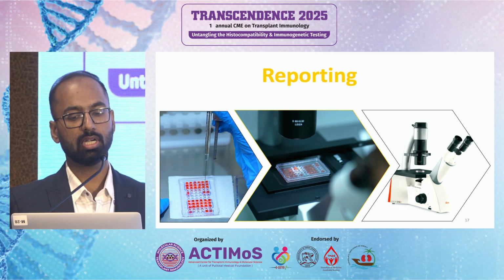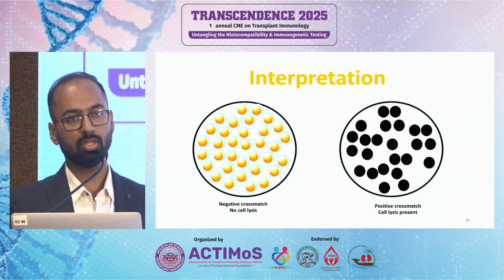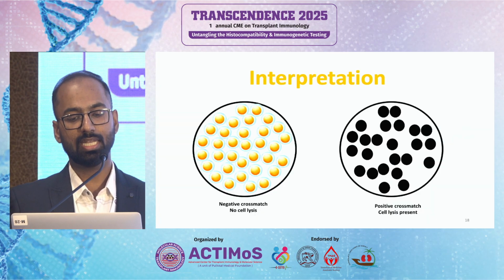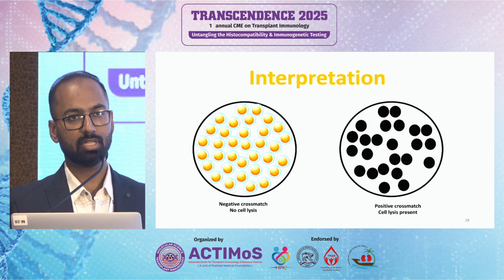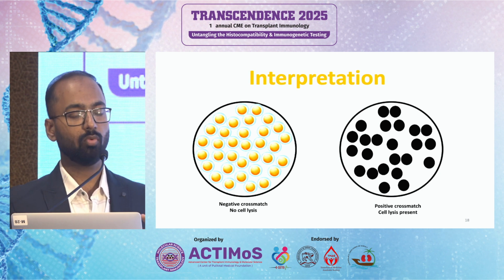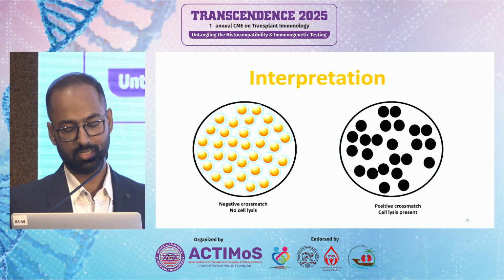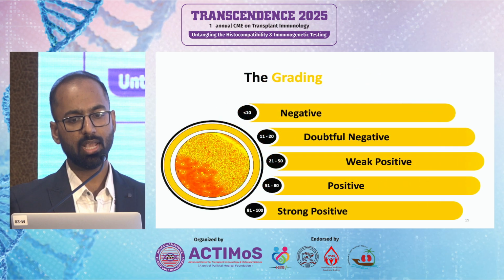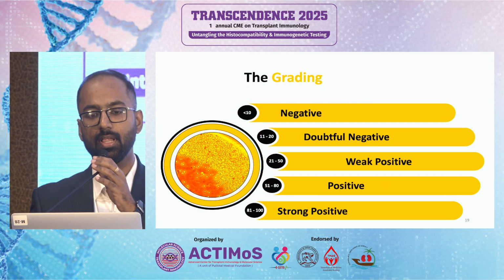We keep it on an inverted phase contrast microscope and see whether dead cells are there or not. If dead cells are there, they will be seen as dark red colored cells, and if they are live cells, they will be white, nice cells with a glow around them. And this is the grading of the CDC crossmatch.